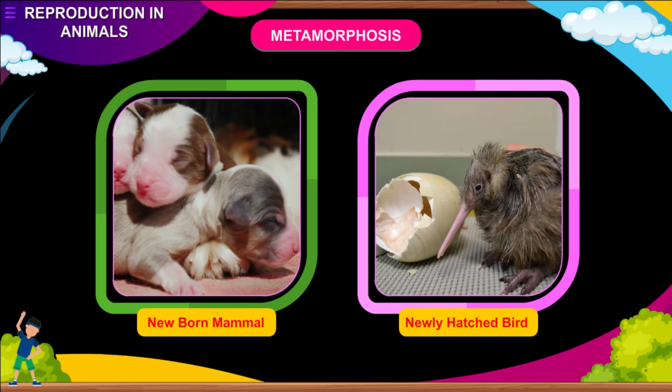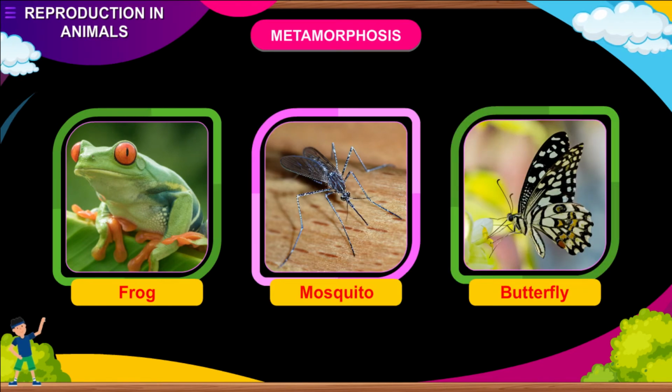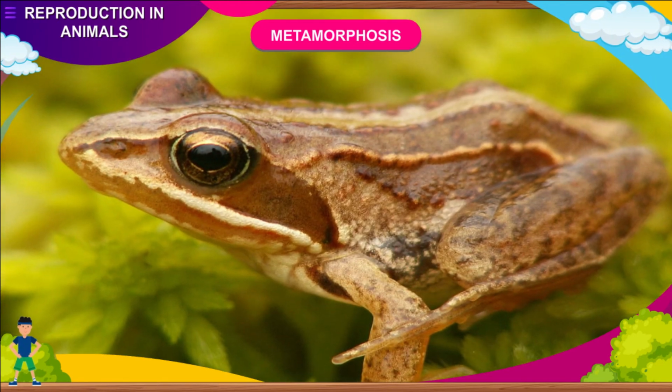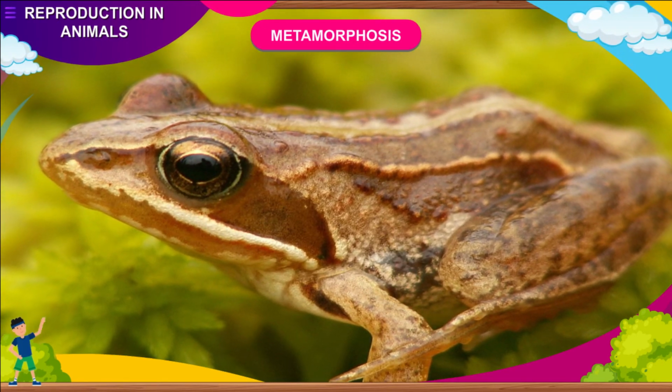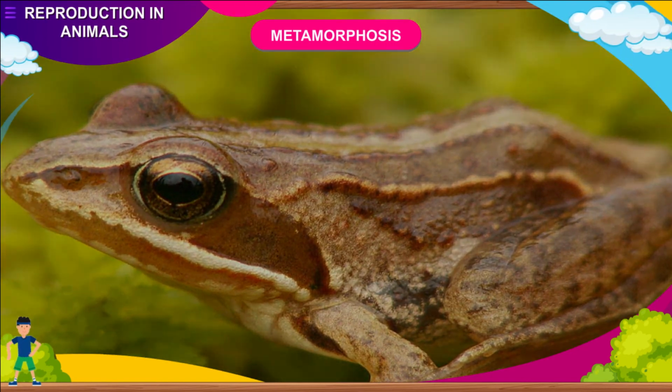Metamorphosis. Newborn mammals and newly hatched birds have similar shape and structure as their parents. However, it is not true for the entire animal kingdom. A frog, mosquito, or butterfly have different stages of development between hatching of the eggs and formation of the individual. A frog passes through 3 stages during its development from an egg to an adult frog.